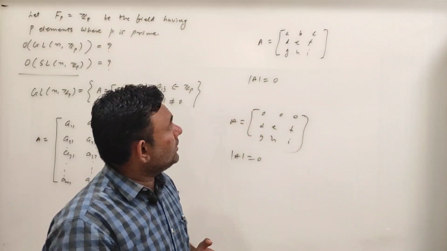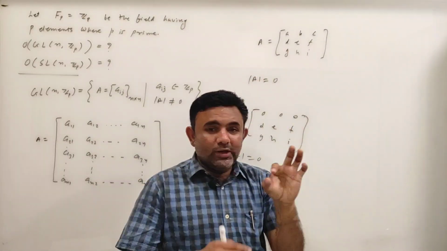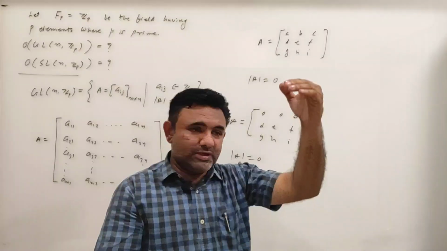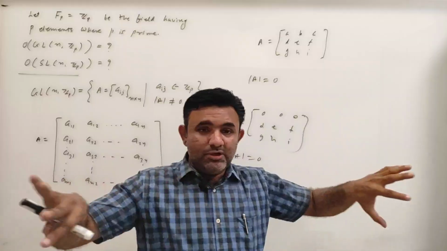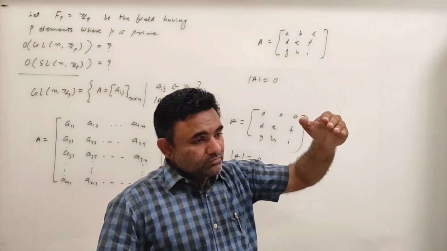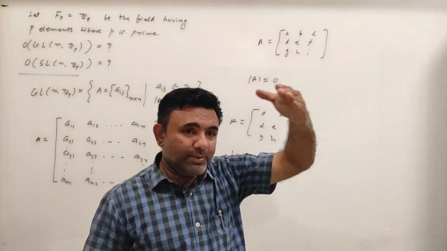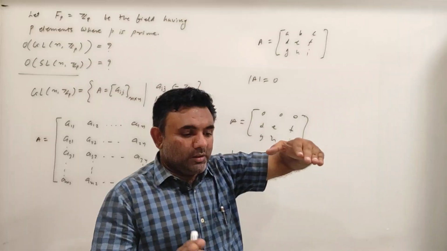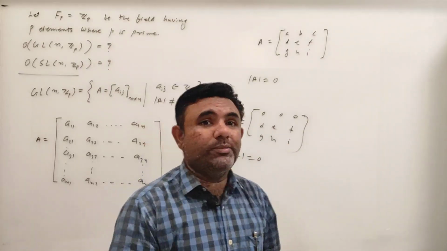The other technique is what? If it is not so, then you multiply the first row by 2 and add it to the third row, and if the second and third rows become equal, then also the determinant is 0. Or if you multiply the first row by some scalar and add it to another row, and all the elements of that other row become 0, then also the determinant is 0.